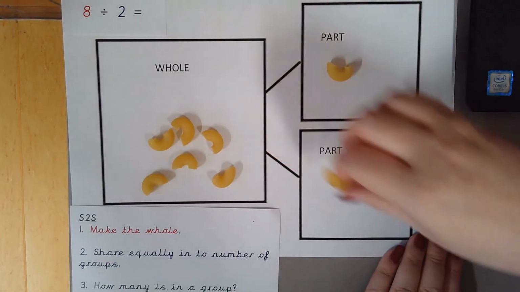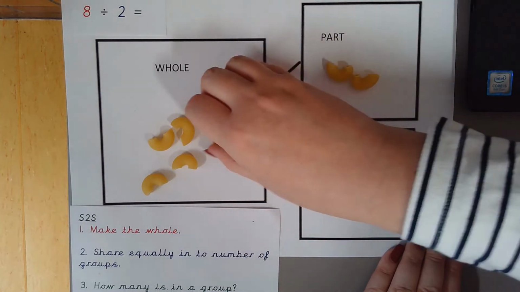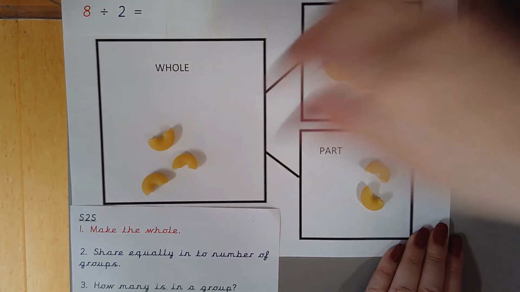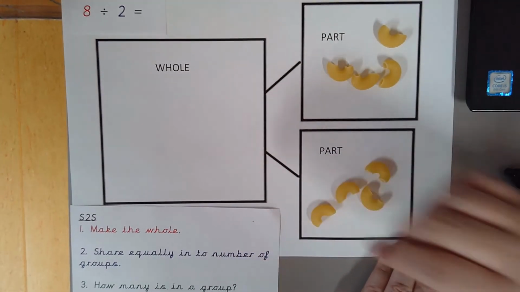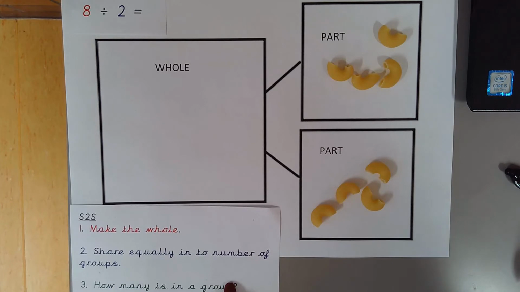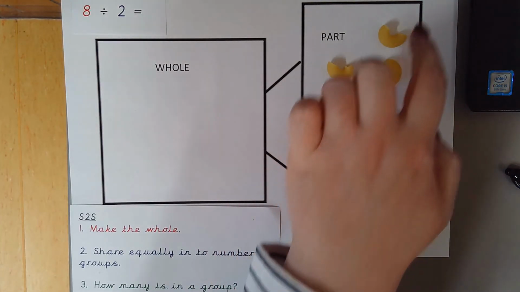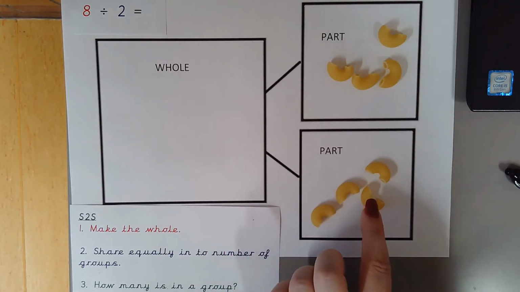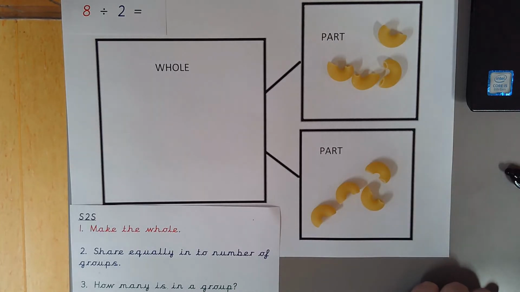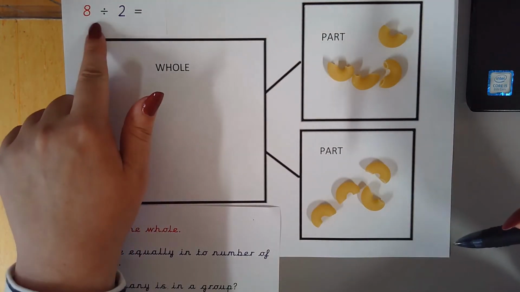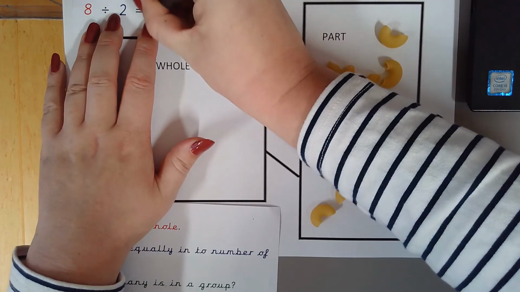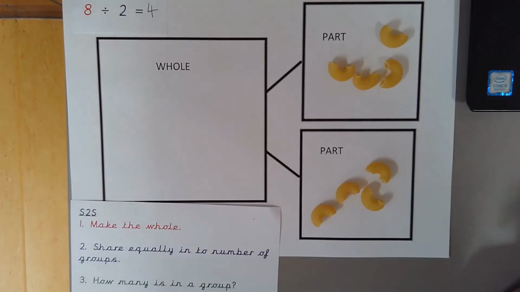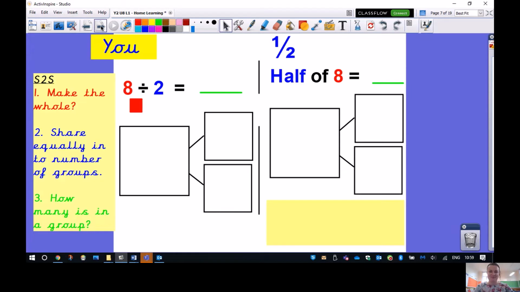1, 2, 3, 4. How many is in a group? 1, 2, 3, 4. 1, 2, 3, 4. Both parts have 4. Both parts are equal. 8 divided by 2, or half of 8, equals 4. Give yourself a pat on the back if you got that one correct.